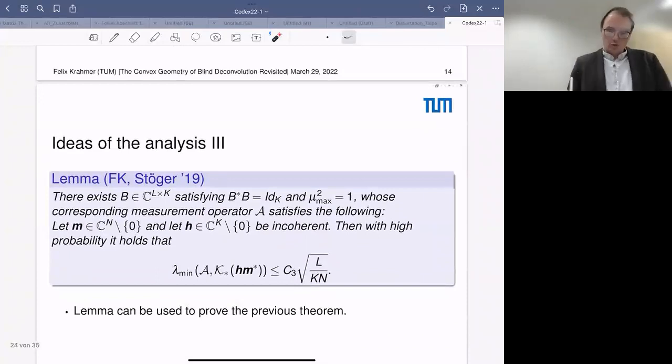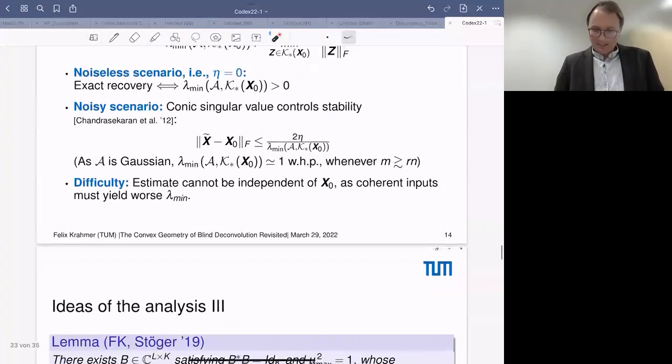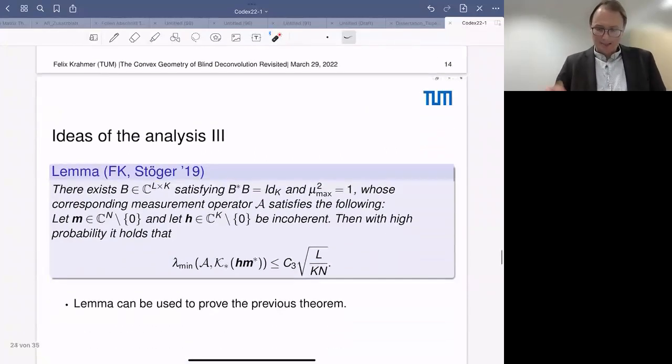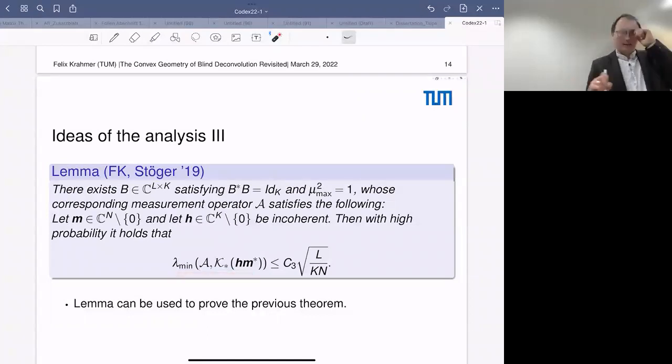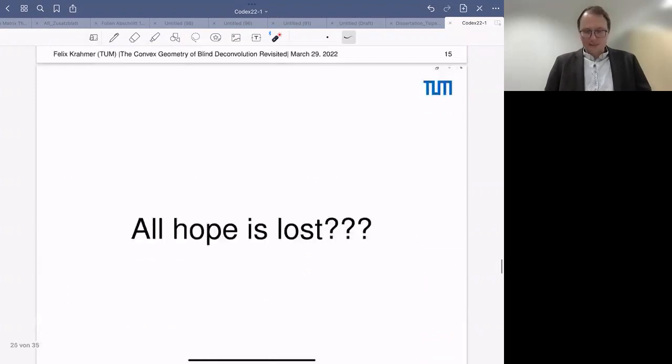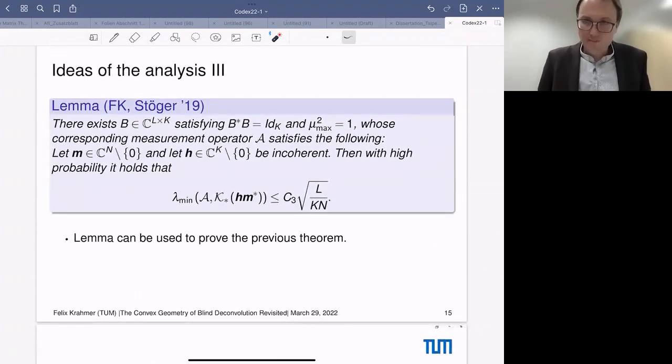And indeed, what we show is that in this context, we really have a counterexample, in the sense that this minimum conic singular value that's used in these proofs is indeed that small, that you can bound it by this dimensional constant inverse. So basically, a large constant is now a very small constant. So it doesn't behave like the Gaussian. Then you can use this to prove the previous theorem.